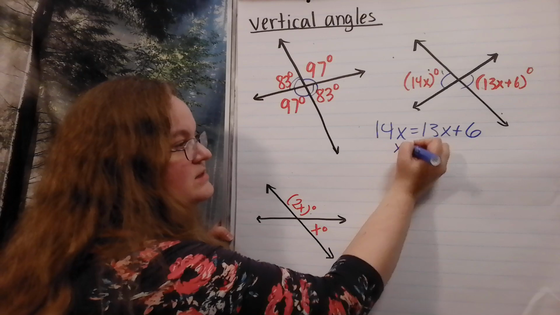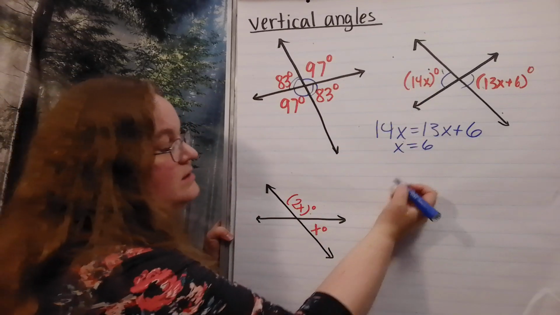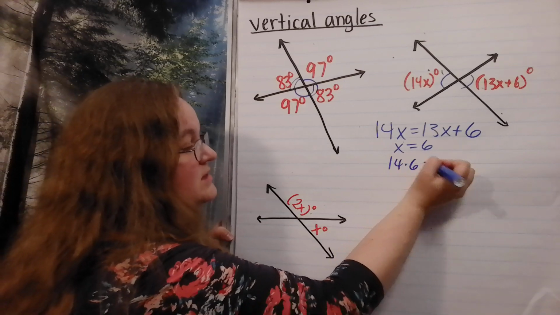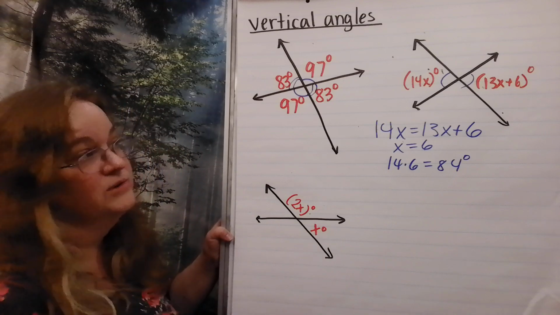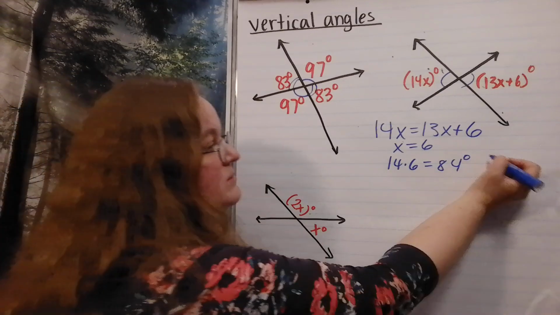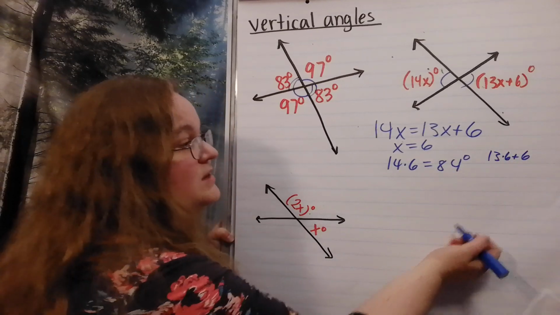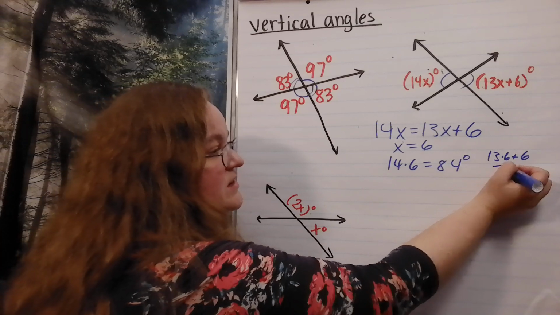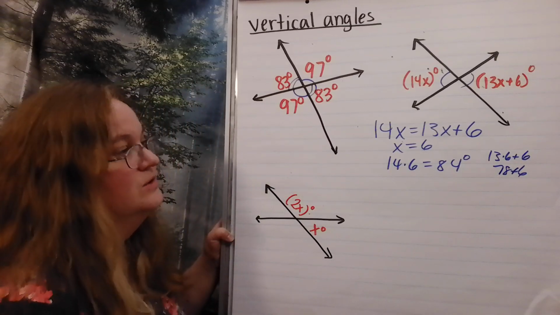Subtract 13x, and I end up with x equals 6. So I substitute that back in. 14 times 6 is 84 degrees. And so I can find my missing value that way. If I double check, 13 times 6 plus 6 should be the same thing. This gives me 78 plus 6, which is in fact 84. So I know I did that correctly.